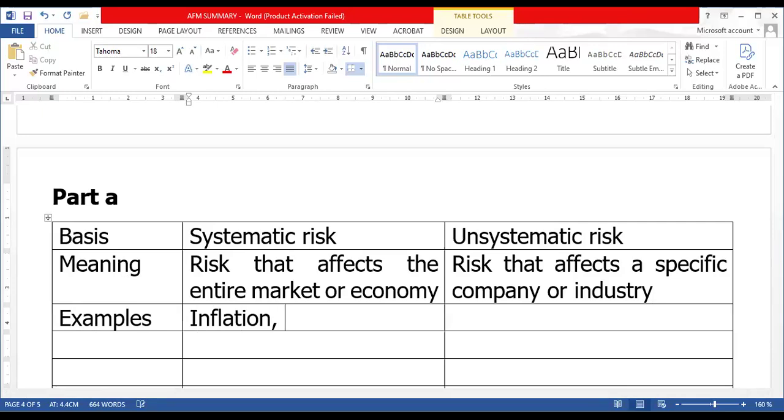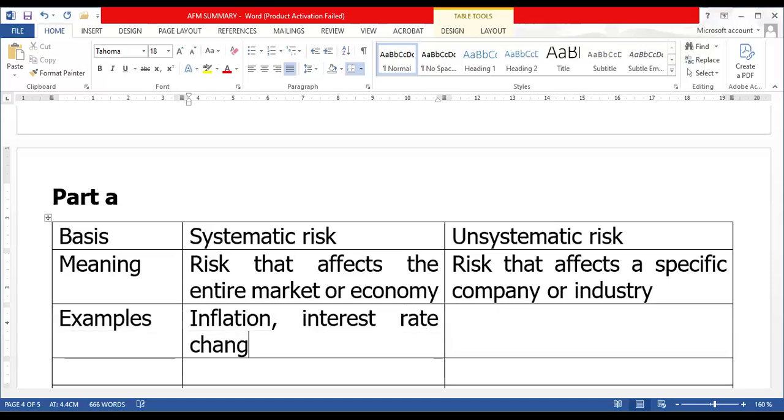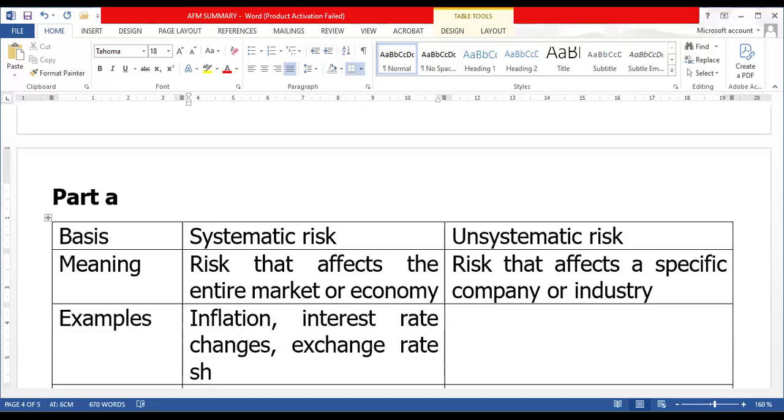Not a specific industry. Inflation, interest rate changes, all these affect almost the entire economy. Even the exchange rates. You saw how the dollar was depreciating here in Uganda, so those who had investments will be affected. The exchange rate movements, the interest rates, the inflation, all these affect the entire economy, not specifically one industry.